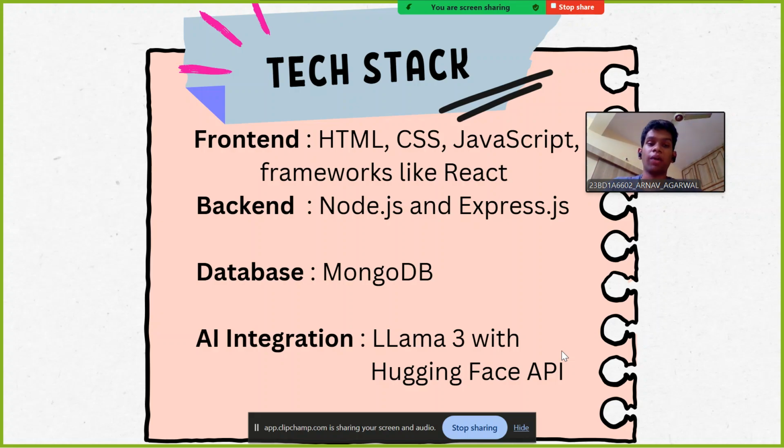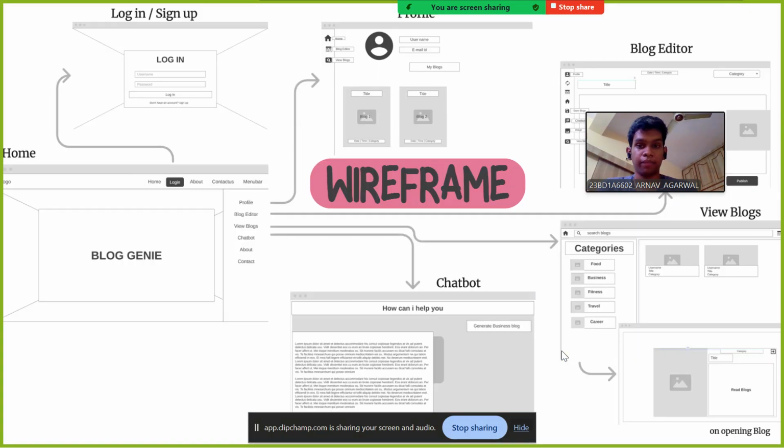So, all in all, here is the overview of our tech stack and where we are with the project. The front end is using HTML, CSS, JavaScript, and React. Backend is using Node and Express.js, which are JavaScript libraries, and the database is a NoSQL database called MongoDB. AI integration will be using Llama 3 with a Hugging Face API.